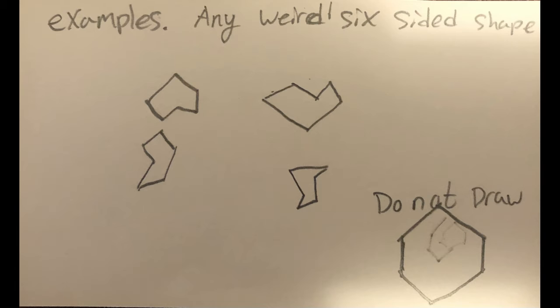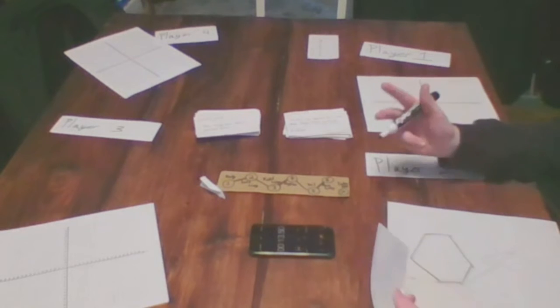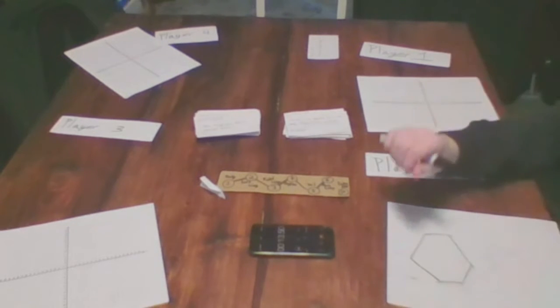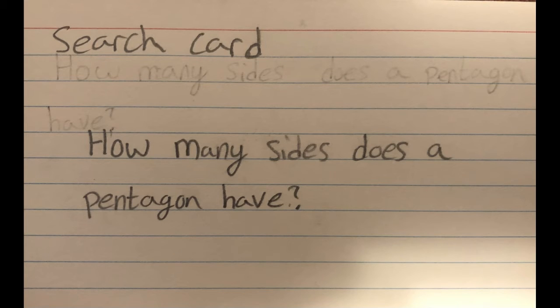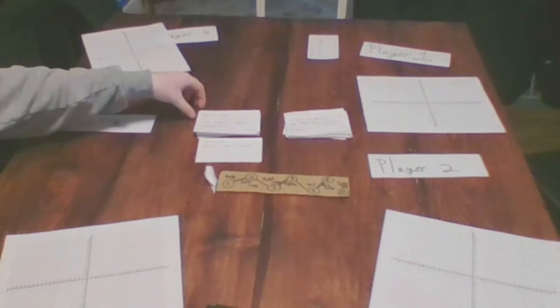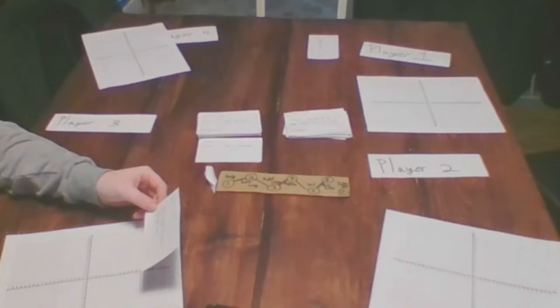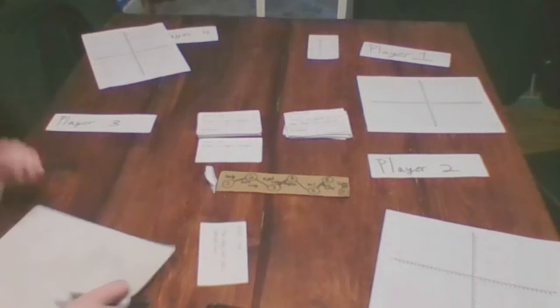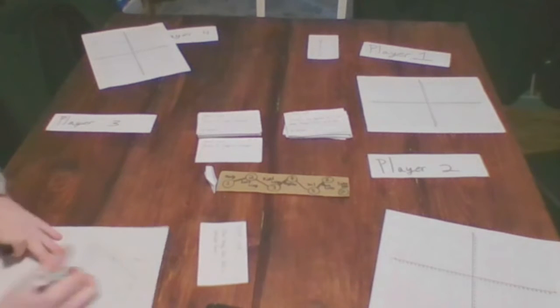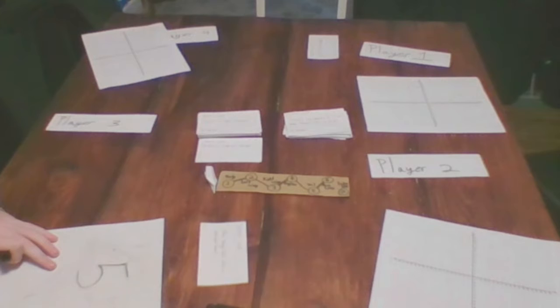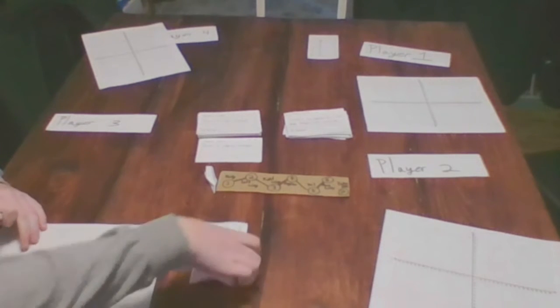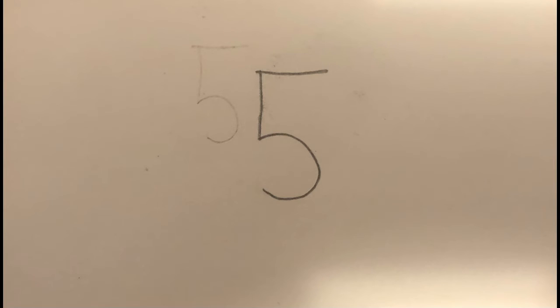Player 2's turn is now over, and player 3 draws their card. Player 3's card is how many sides does a pentagon have? After reading this, player 3 starts the timer and then attempts to answer the question to the best of their ability. In this instance, player 3 is successful in solving their search card by writing 5 on their paper, which is the answer to how many sides does a pentagon have.